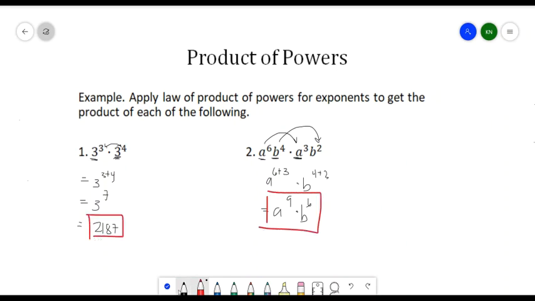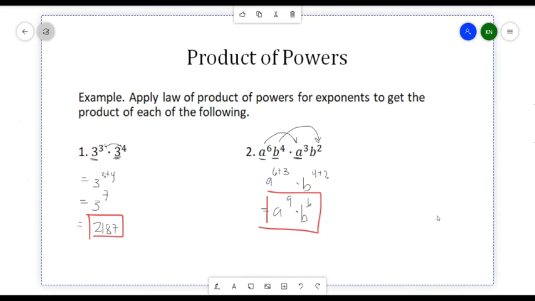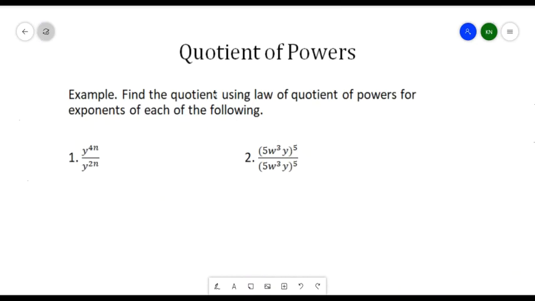Since there's no given value for a and b, we cannot substitute any numbers for our variables. So the answer is still an expression, a variable raised to an exponent. Now let's move on to another law of exponents, which is the quotient of powers. For the quotient of powers, as discussed earlier, you just have to check the exponents of the numerator and the denominator.